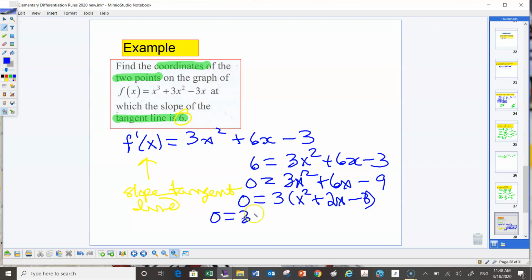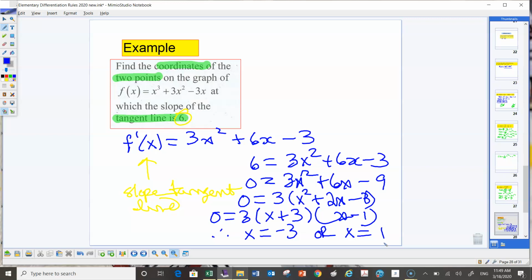So this is 3. X squared plus 2x minus 3 will factor into x plus 3 times x minus 1. So therefore, either x equals negative 3 or x is going to be 1. Now those are just the x-coordinates of my point.